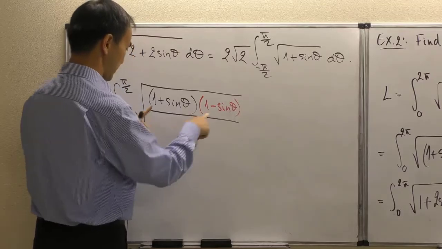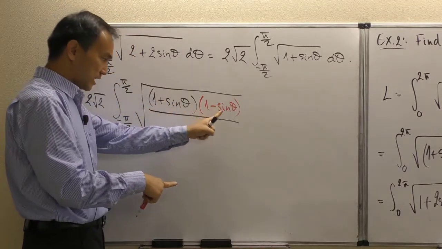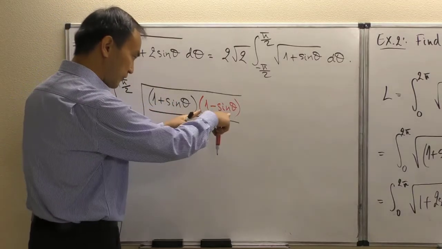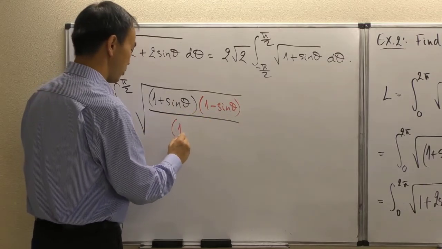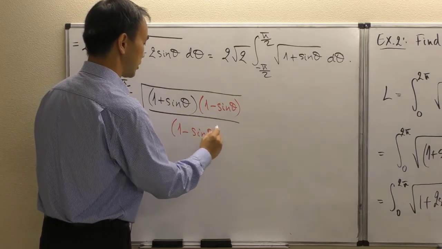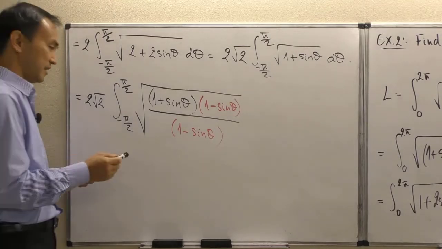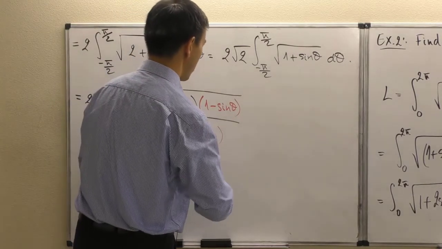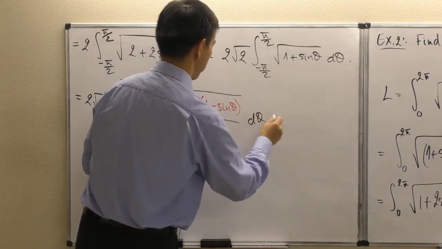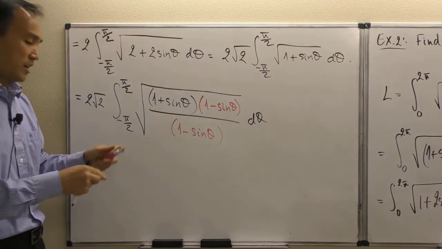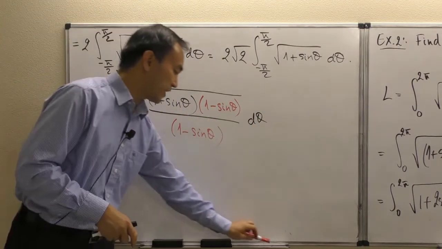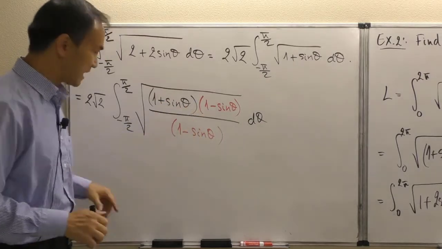But then as we multiply algebraically any expression to a given expression, we have to divide that expression away. So 1 minus sine theta is also to be divided away. And then I'm going to multiply it outside of the square root, I'm going to multiply with the d theta. All right, and so by doing this, it gives us some advantage for the next step.